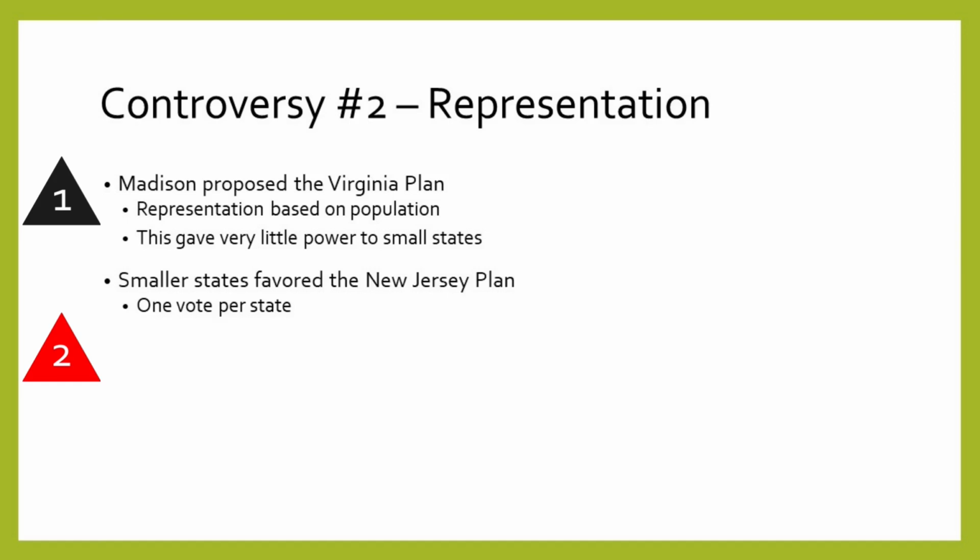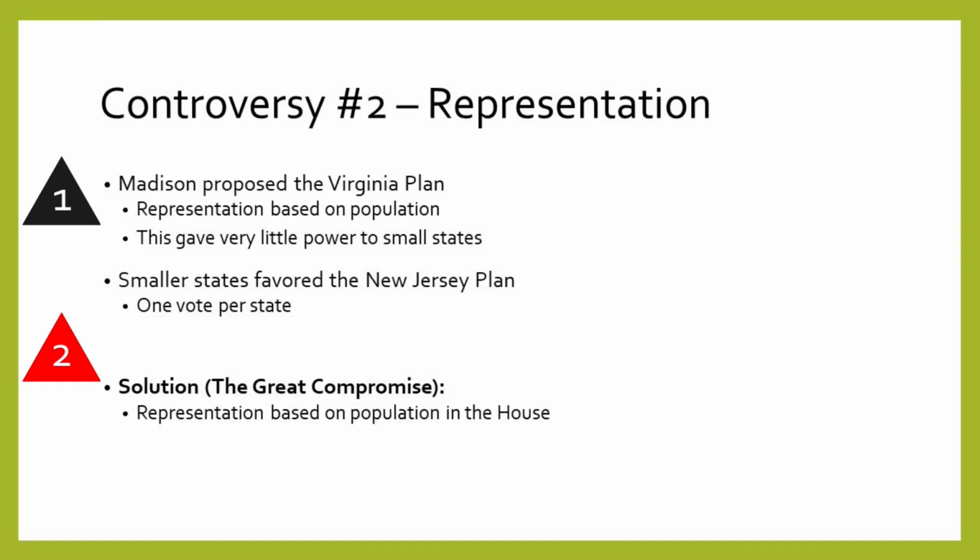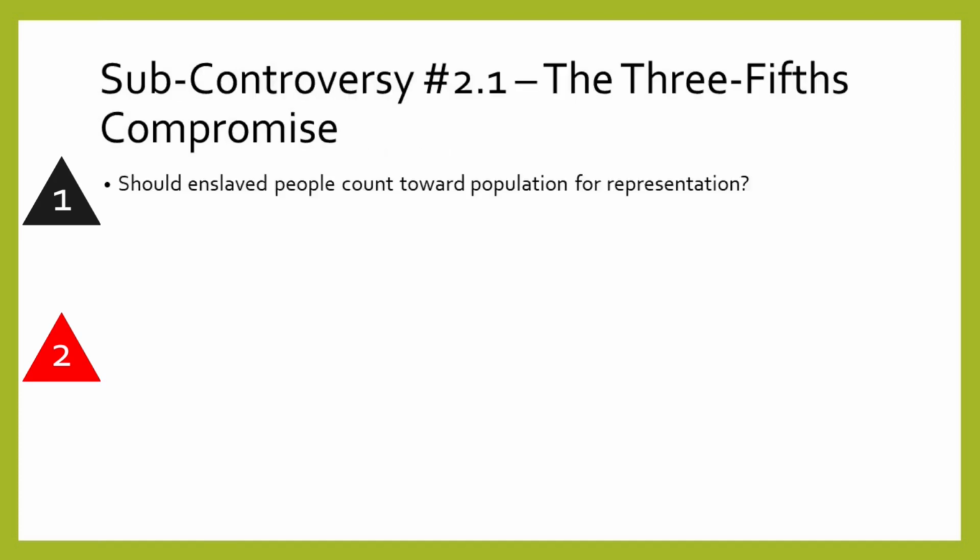In the end, the delegates agreed to what's called the Great Compromise, which said that in the House, each state would get a number of representatives based on their population, and in the Senate, each state would get 2 senators, regardless of how big the state was. Now, there's a second part of this called the Three-Fifths Compromise that has to do with how enslaved people would be counted for representation in the House.